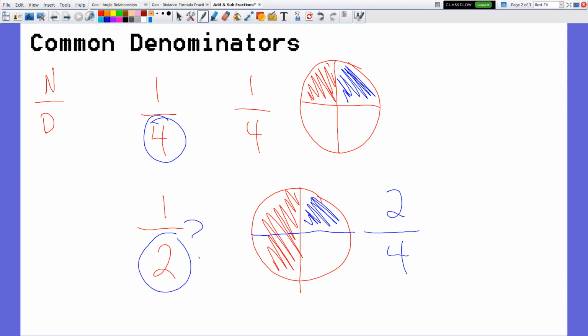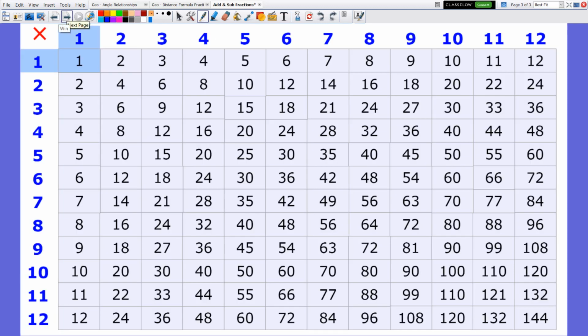So creating equivalent fractions is why common denominators are important. Without common denominators, you're going to struggle to create equivalent fractions. Equivalent fractions need to be created with common denominators to be able to add fractions up.